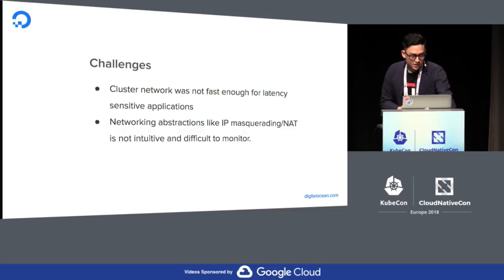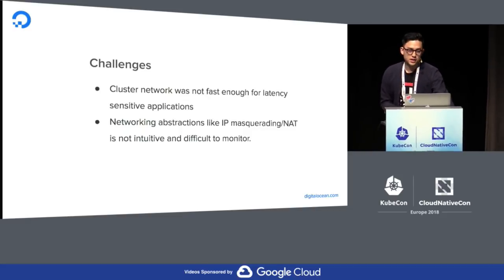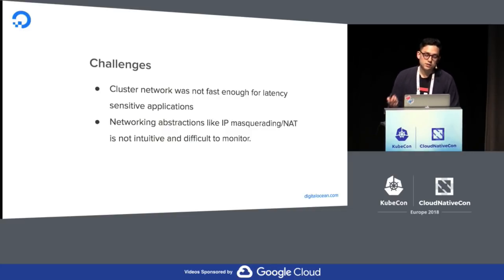On the flip side of things, once we were running at a larger scale, we ran into a few challenges, and it was mostly around our networking. We found that our initial design of our pod networking was fast enough for a majority of applications on DOCC, but it wasn't fast enough for the applications that were latency sensitive and had really high throughputs. We also found that our container network wasn't intuitive.